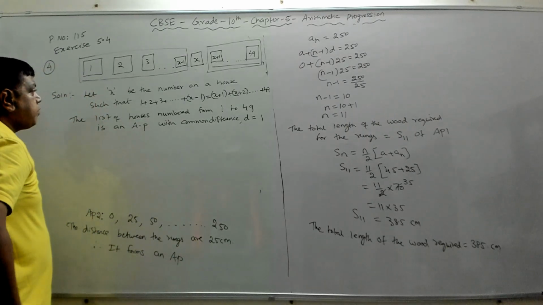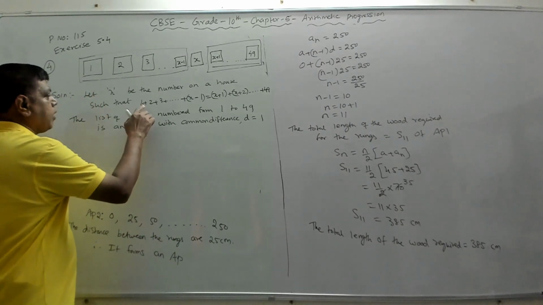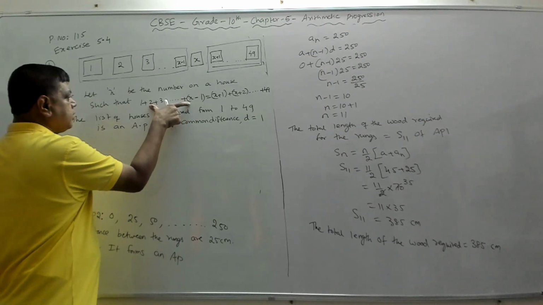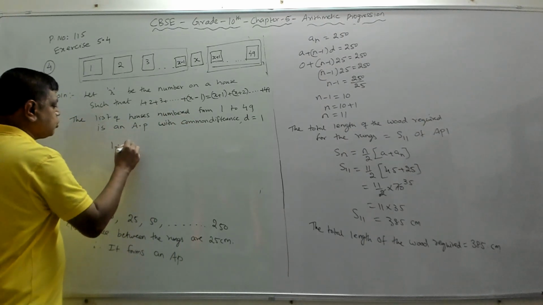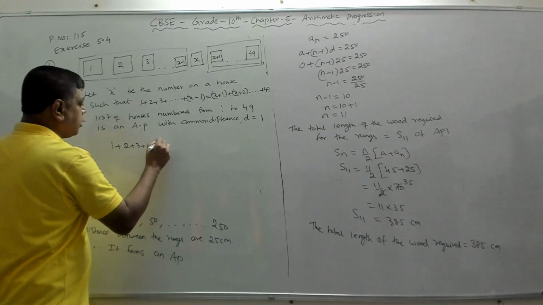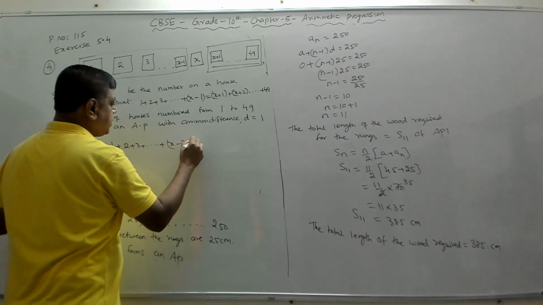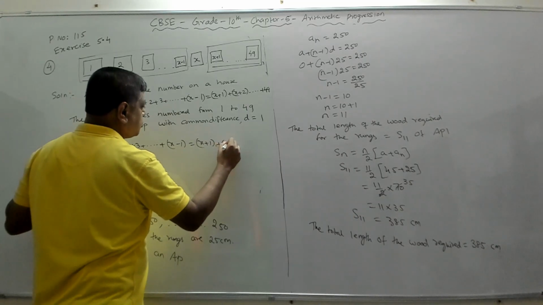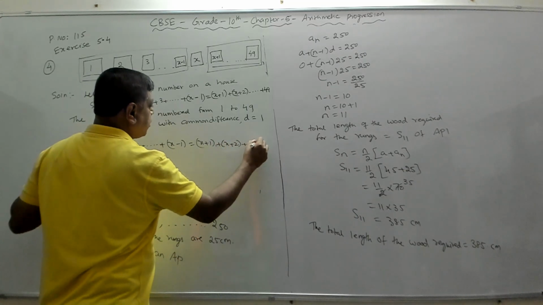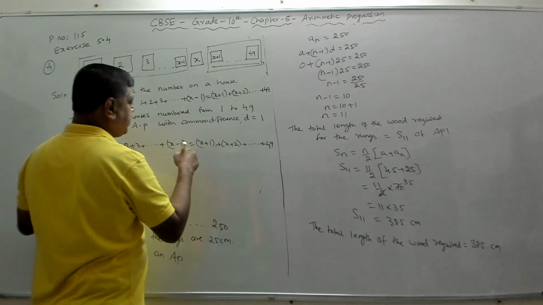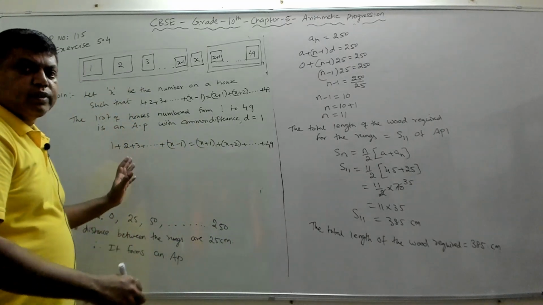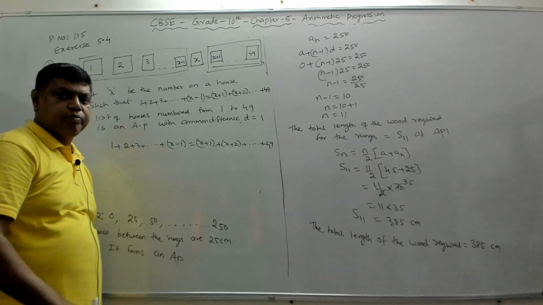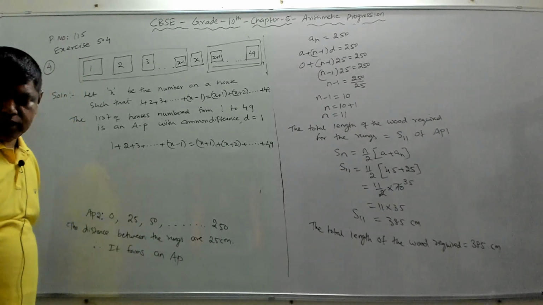Right? Now what should we find? 1 plus 2 plus 3 plus dot dot dot plus x minus 1 is equal to x plus 1 plus x plus 2 plus dot dot dot plus 49. Now we have to find that x. What x will satisfy this condition? That is the question.